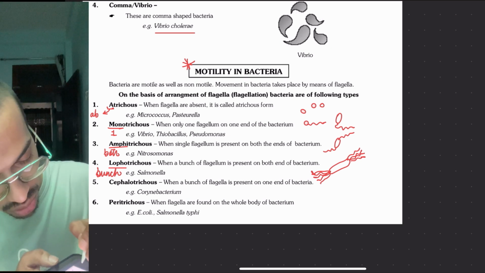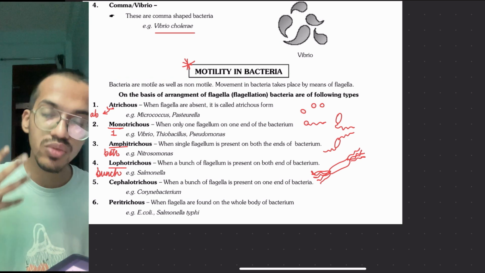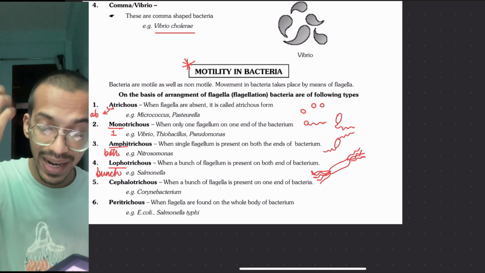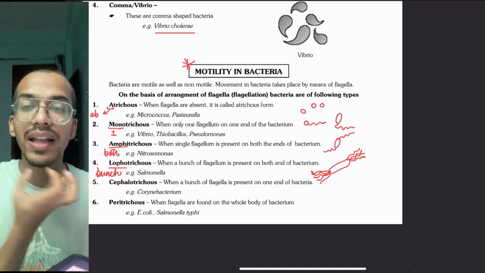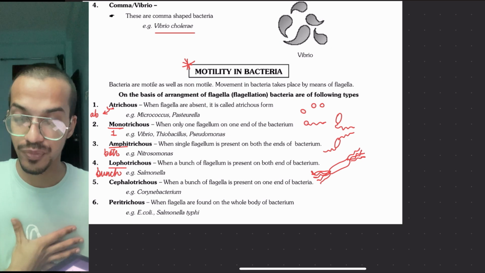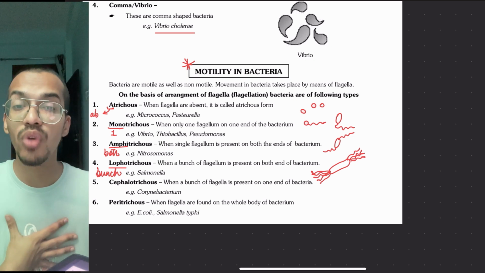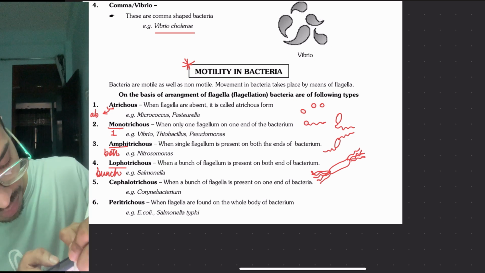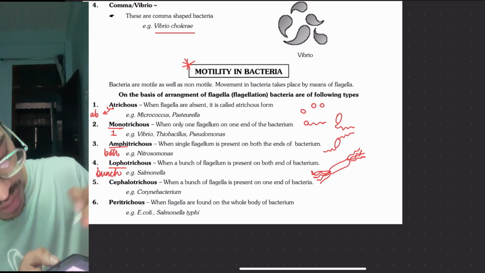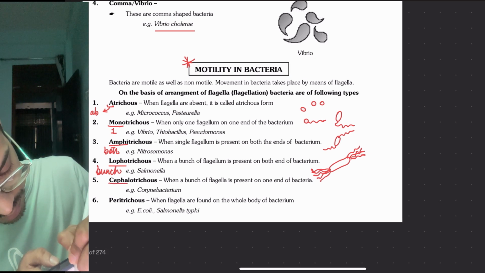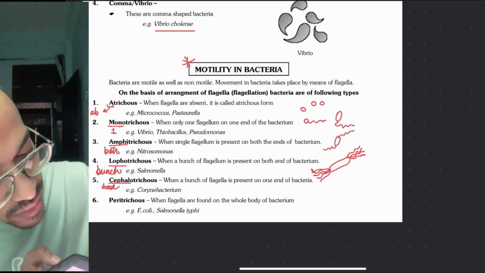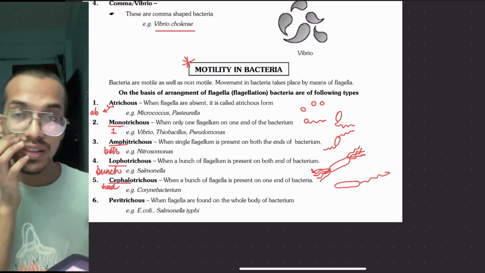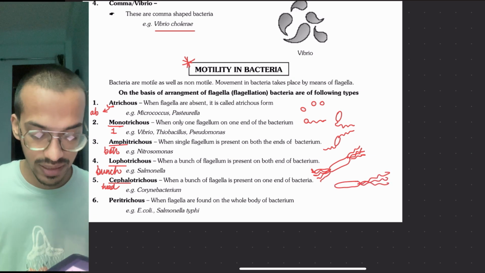Then Cephalotrichous. Cephalo means head. So it feels like there's one head and the body is attached to it. So only on one side a bunch of flagella will be present. Cephalo means that head. For example, this is the bacterium and this is a bunch of flagella attached to it. This is Cephalotrichous. Only one side has it.